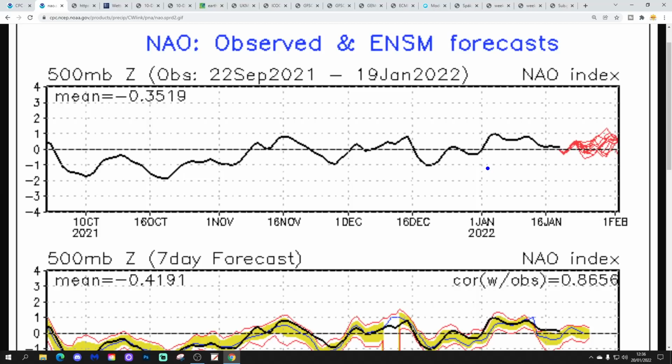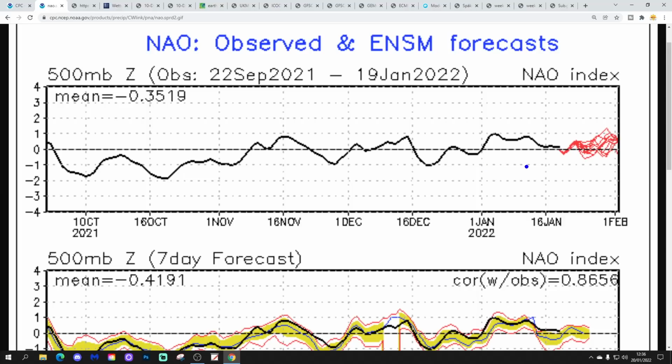Conversely, if you're in a negative NAO, then you will weaken the high pressure around the Azores, sometimes replace it with low pressure, and you will also weaken the low pressure around Iceland and sometimes replace it with high pressure. Of course, that is a cold scenario, particularly if it's combined with a negative AO as well.